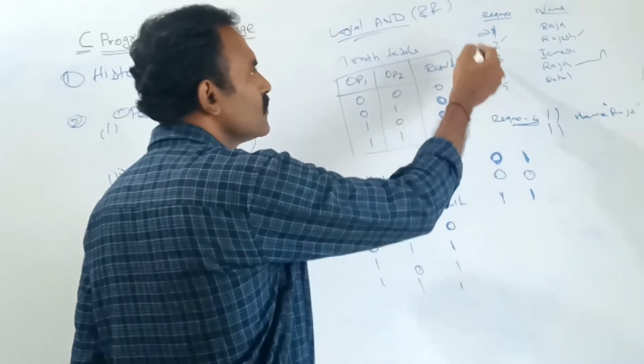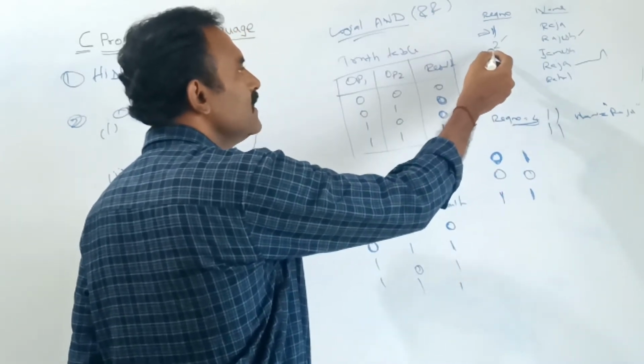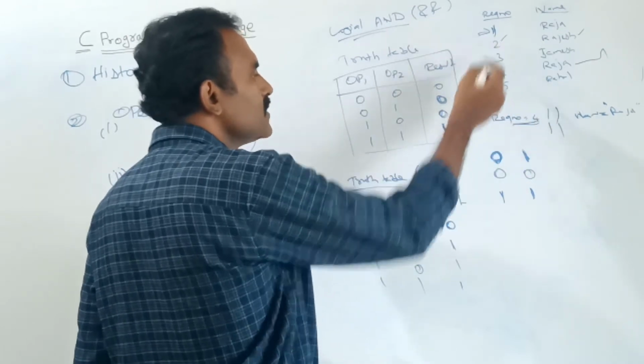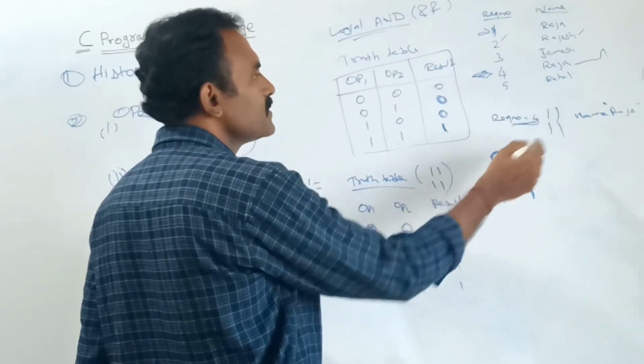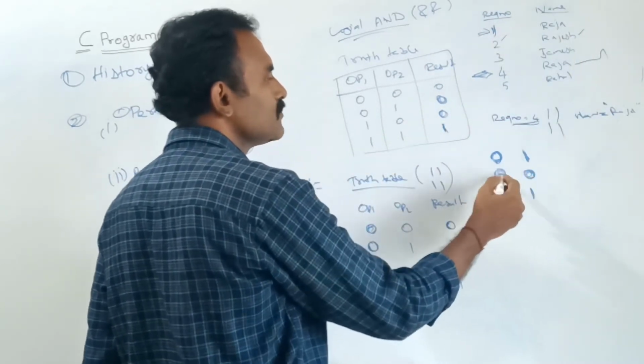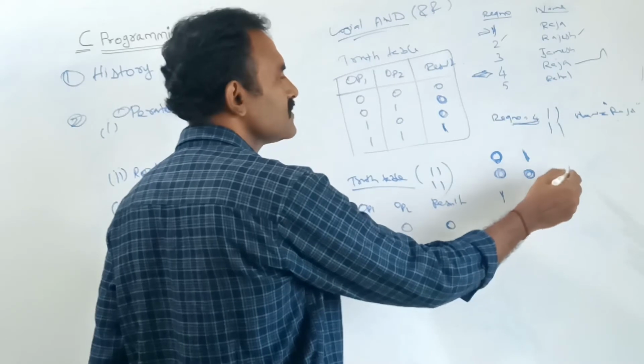So it will go to the next record. In this next record, instead of 4, only 2 is there, so the output is 0. Instead of Raja, Rajesh is there, so this also will be false. If both are false, the result is false.